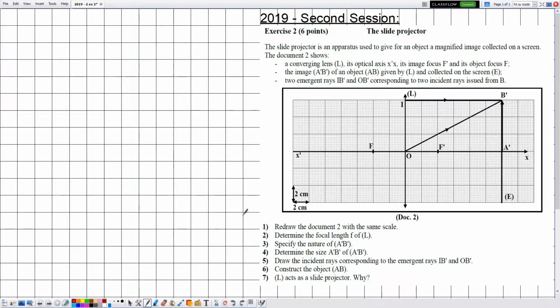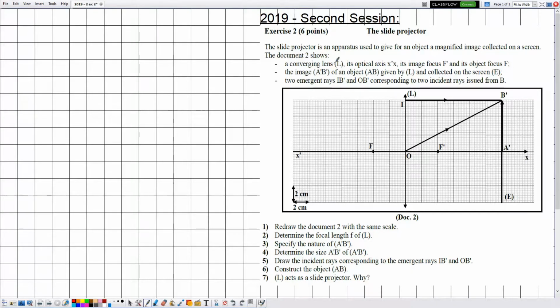In this one we are going to solve an exercise related to optics in the chapters of lenses and formation of images. This exercise was a previous one in the brevet exams in 2019, second session, second exercise. The title of this exercise is the slide projector. The slide projector is an apparatus used to give for an object a magnified image collected on a screen.